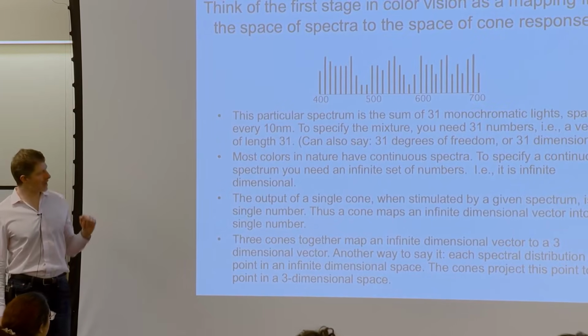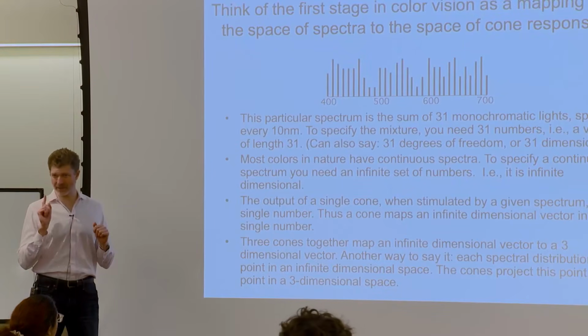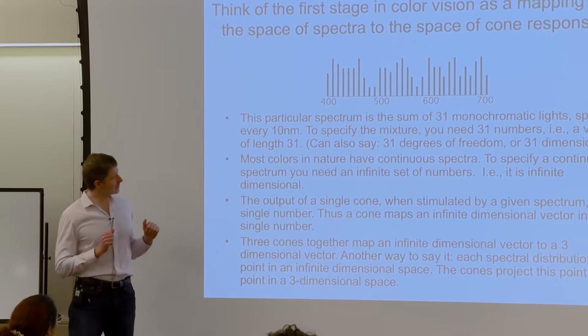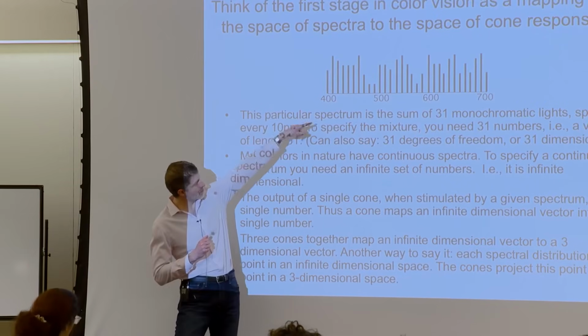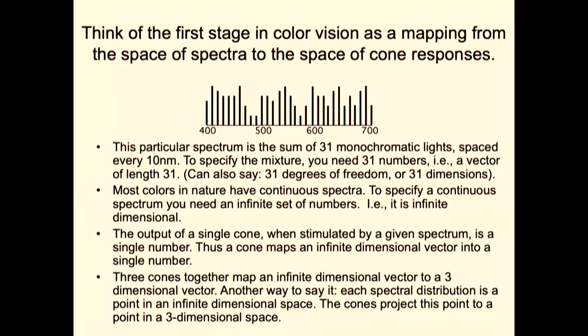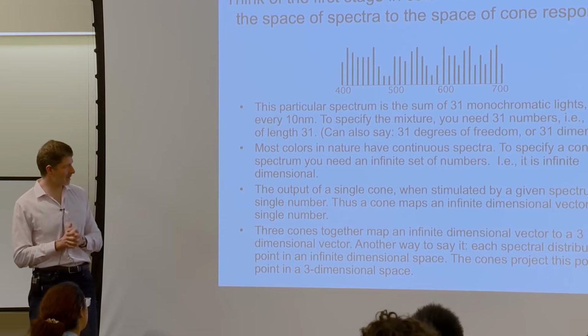So this particular spectrum is the sum of 31 monochromatic lights. A monochromatic light is a light source that emits a particular wavelength. Okay? And they're spaced every 10 nanometers. All right, so you can see that the intensities of those 31 lights vary from one to the other. All right, so to fully specify that mixture, you would need 31 numbers. So you need a vector of length 31. So we could also say there's 31 degrees of freedom, 31 dimensions. Okay? All means kind of the same thing.